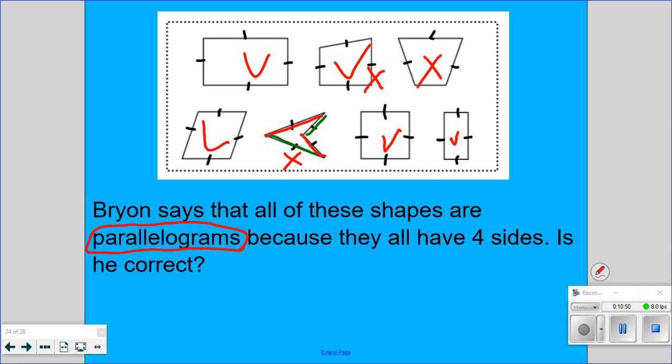Gwen, bonus question. Are you ready? Do you know the name of those last two shapes? They sit in the same category. They are a trapezoid. Or high five. I think you should. They are a trapezoid. Very good. Thank you, Gwen.